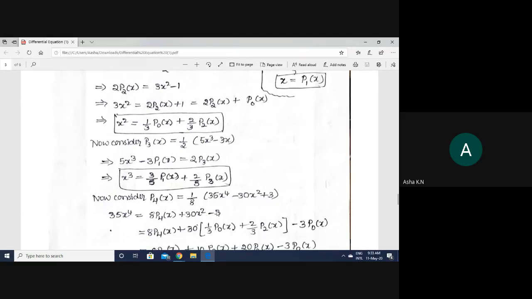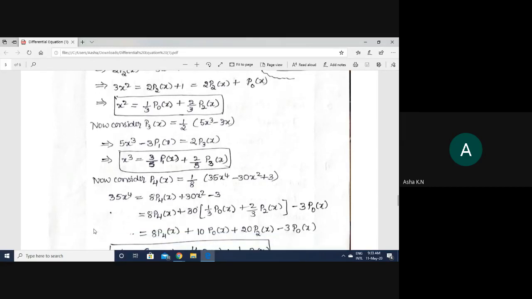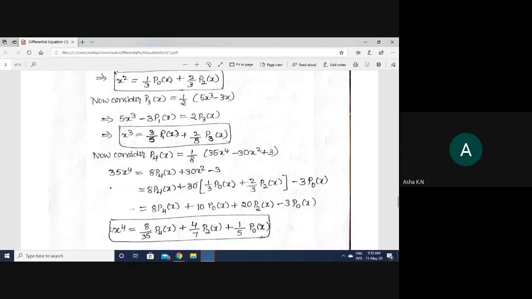Minus 3, don't keep 3 as it is. That also we should include a Legendre polynomial in that term. So minus 3 is minus 3 into 1, and 1 is P0 of x. We are not writing it just as minus 3, but minus 3 into P0 of x, so that every term contains a Legendre polynomial. So x power 4 is, cross multiply, that 35 comes to the denominator.